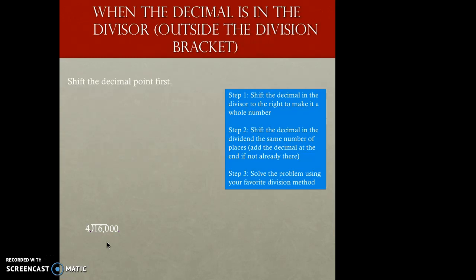So now it's the same as saying 16,000 divided by 4. Okay, so I know that 4 times 4,000 gives me 16,000, and I'm going to have no remainder. So there are 4,000 4,000ths in the whole number 16.